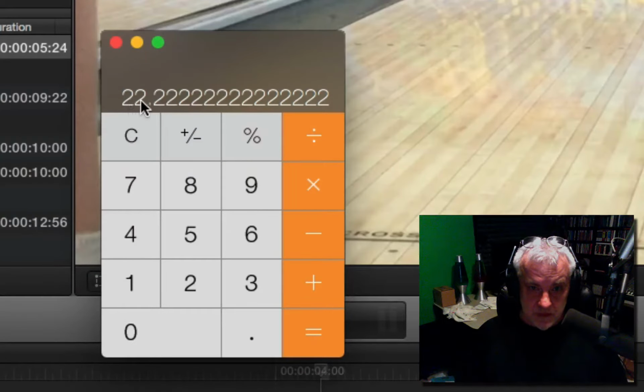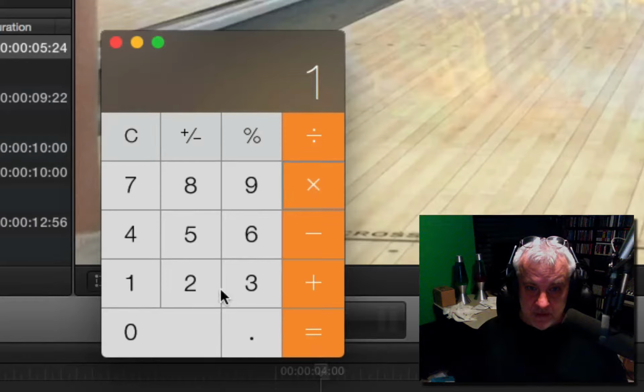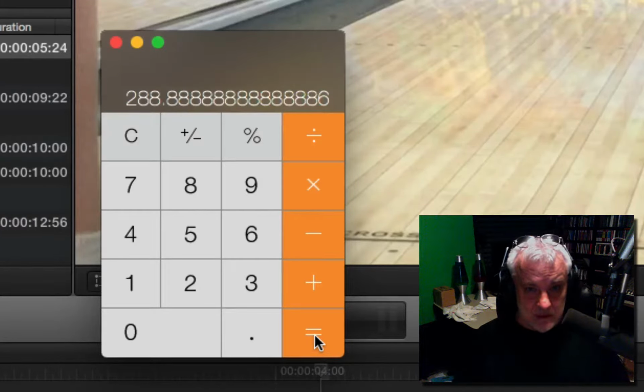And there's our number, 22.22222. And we're going to multiply that times 13, the number of revs. And there's your rev rate: 288.88888, or let's call it 289. You have a rev rate of 289. And that should be pretty doggone accurate. That's right down to a 30th of a second.